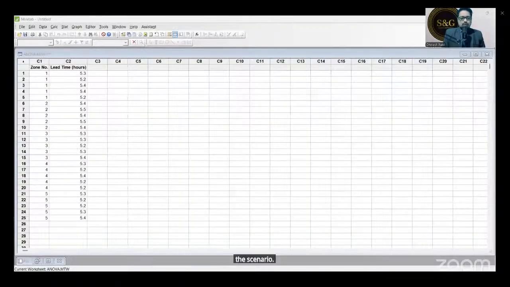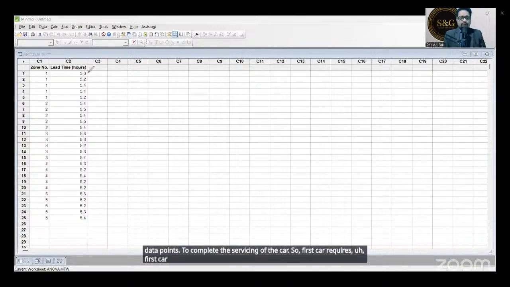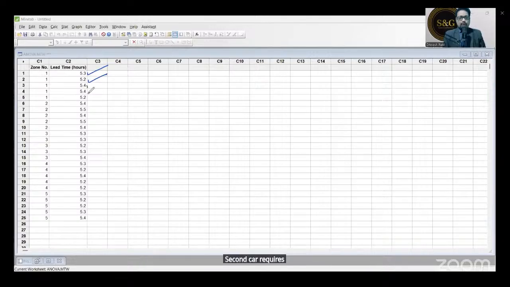So there are 5 zones here. Let's say there is a Mercedes showroom. There are 5 zones, or 5 service centers, you can say, and they have taken every center's 5 data points of the time taken to complete the servicing of the car. So the first car requires 5.3, the second car requires 5.2, 5.4 hours of servicing. So they want to check whether there is any statistically significant difference.